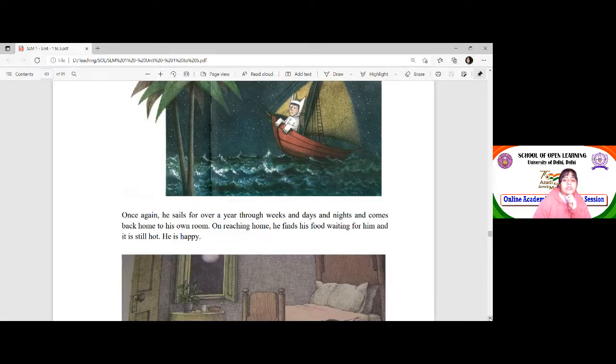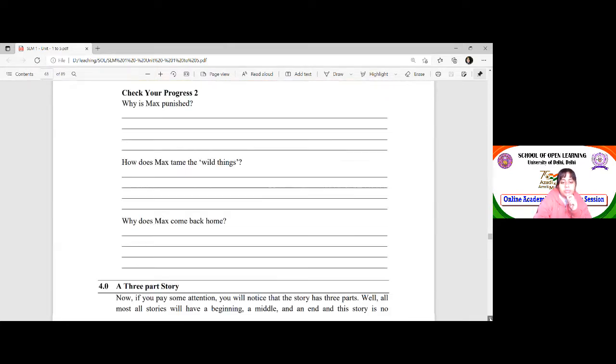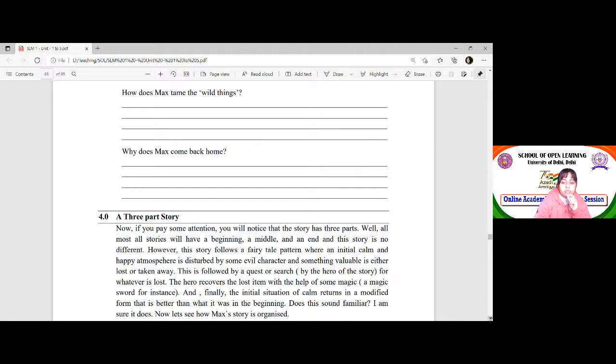And once again, Max is so tired, he sails for over a year in the ocean through weeks and days and nights and comes back home to his own room. On reaching home, he finds his food waiting for him, which is still hot, and he is happy. So finally, when he returns home, he gets his food and he is very happy. This is the main part of the story.